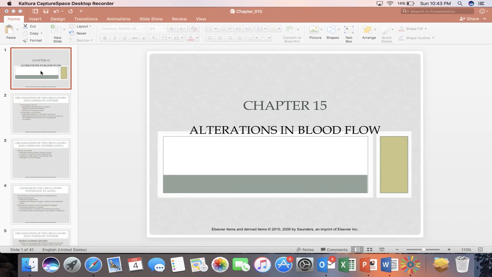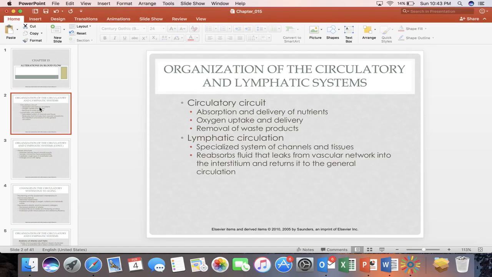Hello, everyone. Welcome to Chapter 15. Chapter 15 is the alteration in blood flow. So let's take a look at this chapter.